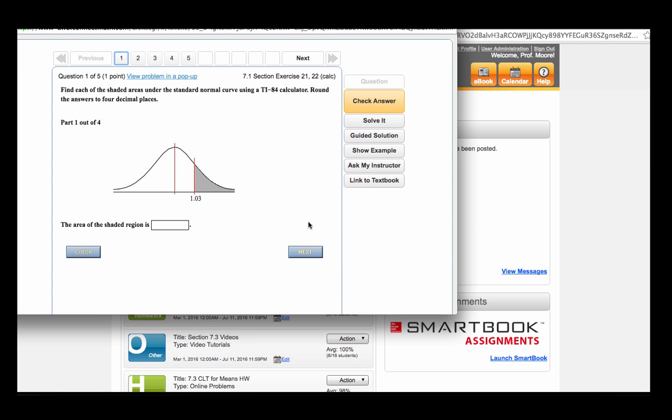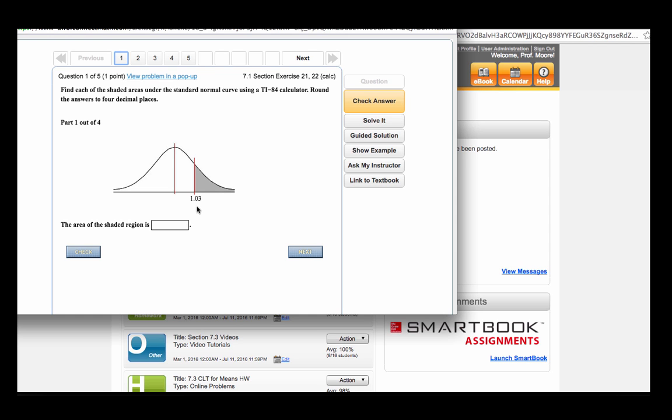We are to find each of the shaded areas under the standard normal curve using a TI-84 calculator. We could use a TI-83 or 84, either would do. Round the answers to 4 decimal places. So we have this standard normal curve, and standard normal means that the mean will be 0 and the standard deviation will be 1. So we want to keep that in mind when we start to do the calculator functions.